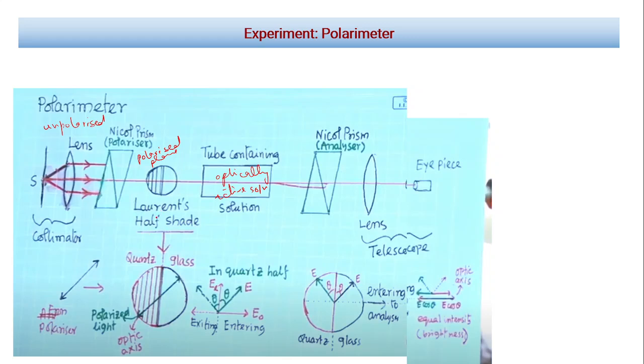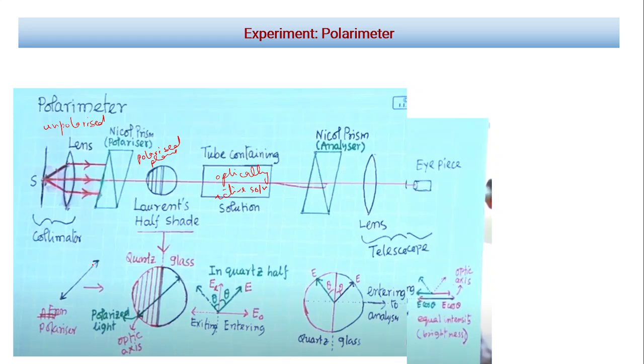What it does is it helps in the experiment because it ensures that we get a very good intensity. Otherwise, when we are analyzing, if the axes of the Nicol prisms as polarizer and analyzer are parallel, then the light will pass. When the optic axis of the analyzer changes by 90 degrees relative to the polarizer, then the light should be completely cut off and we should not get anything.